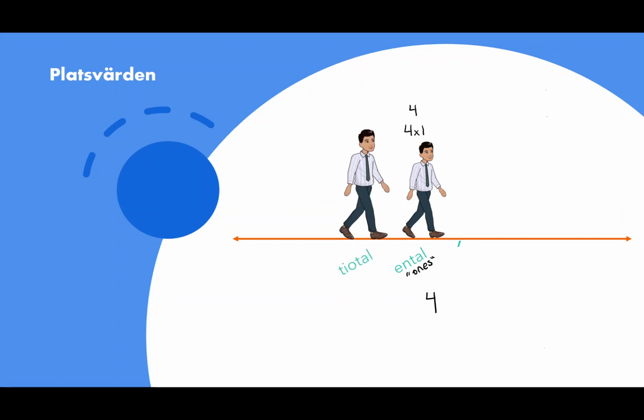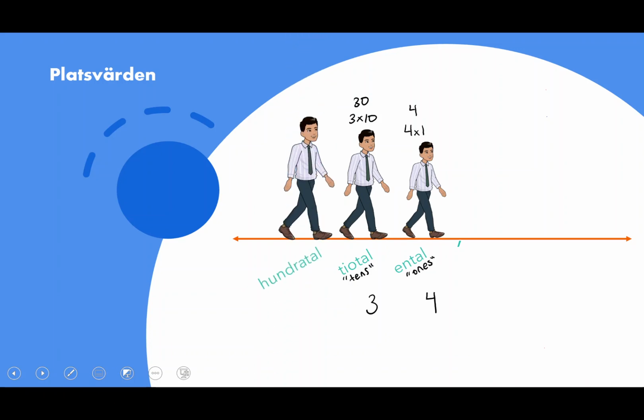To the left, we get bigger. We have our tiotal, which is our tens group. And let's say our number is now 34. We still have 4 groups of 1, but now we have 3 groups of 10. As we move over, we have our hundratal, which is our hundreds group. And if we have 234, we have 2 groups of 100.